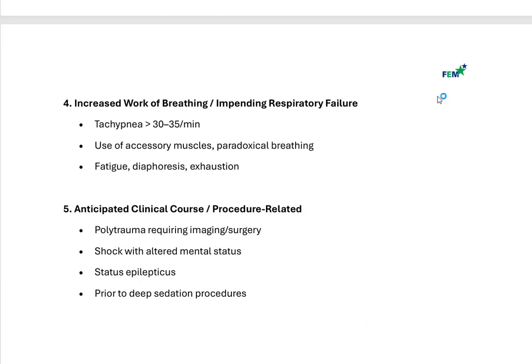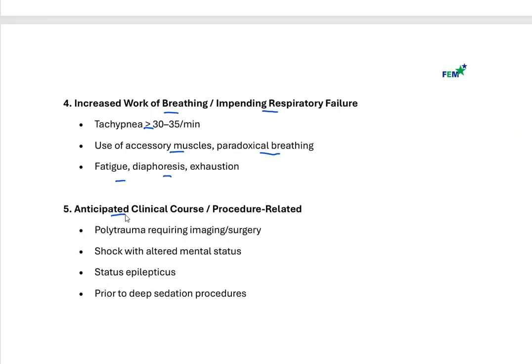Next is increased work of breathing or impending respiratory failure, like patients who are tachypneic or using accessory muscles, paradoxical breathing, or patients who are really fatigued and diaphoretic. Those patients you might consider intubating case by case.